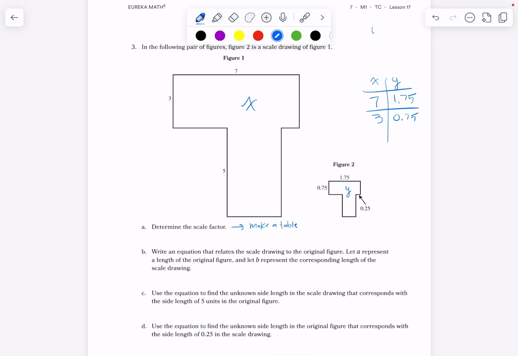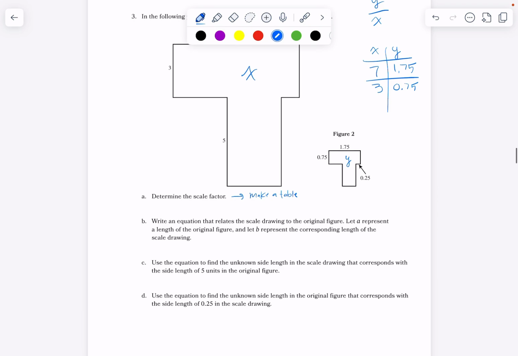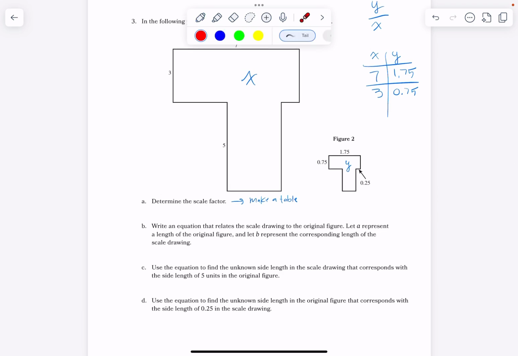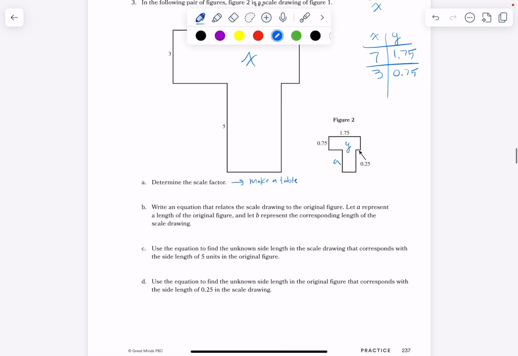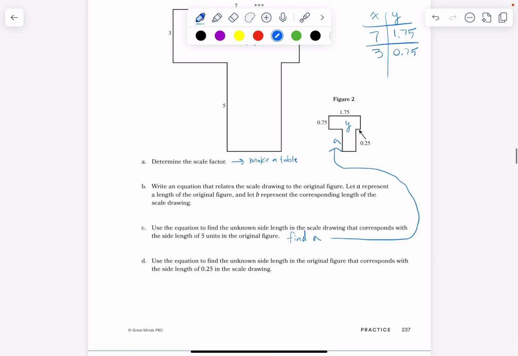So again, to find that scale factor, it's y divided by x. But you'll notice we have some side lengths missing. You'll notice that this side right here has 5, but we don't know what this side length is over here. And so we're going to call that side A, and that's for part C. Part C, you need to find A. And I'm going to draw an arrow. I would not suggest you draw the arrow. And then for part D, you need to find... Oh, wait, I think I have this backwards. Nope, I did. And then for part D, you need to find this missing value right here. And we're going to call that side B, so you need to find B.